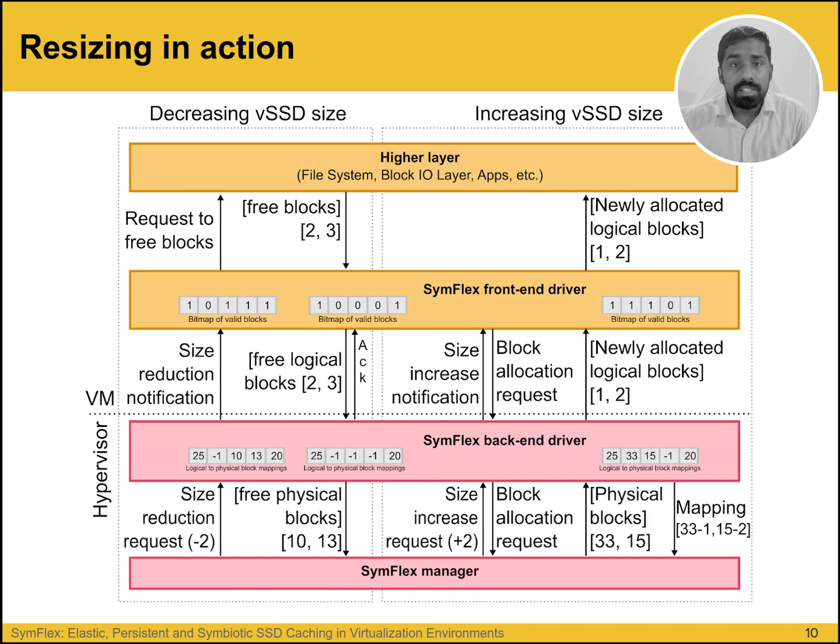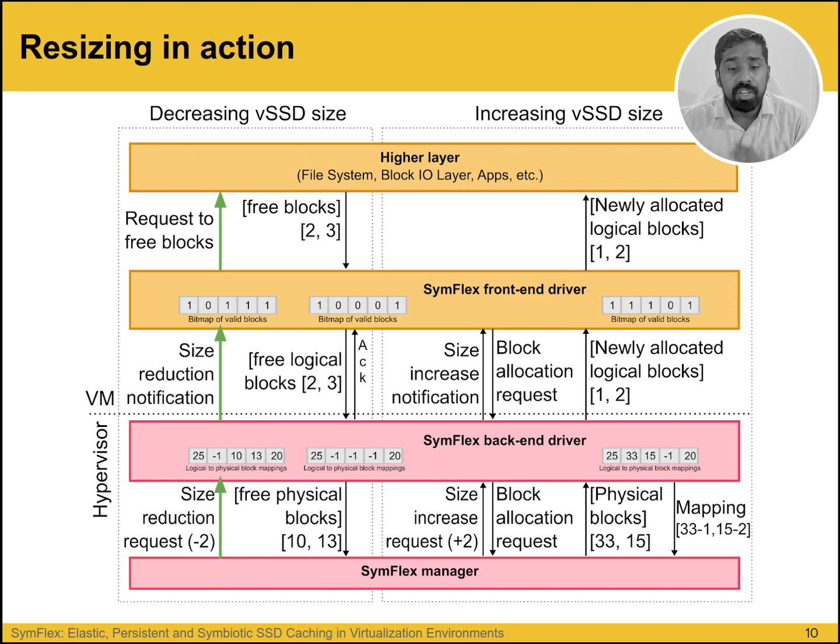Let's look at the dynamic resize path with SymFlex. The SymFlex Manager initiates all resize requests by sending a resize request to the backend driver. A resize request contains the number of blocks to be evicted or inflated and the type of the resize operation. Suppose the SymFlex Manager wants to deallocate 2 blocks from a VM, then it sends a deflate request for 2 blocks to the backend driver. The backend driver forwards the same request to the frontend driver, and the frontend driver forwards the request to the VM-specific Elastic SSD Manager. It can be an application or an OS subsystem.